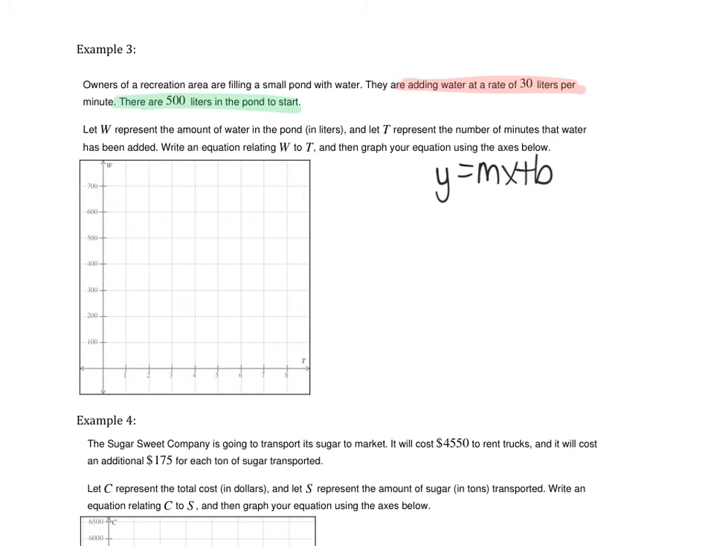Then it says let W represent the amount of water in the pond. Well, the total amount of water in the pond must be my dependent variable or my y. And let T represent the number of minutes.